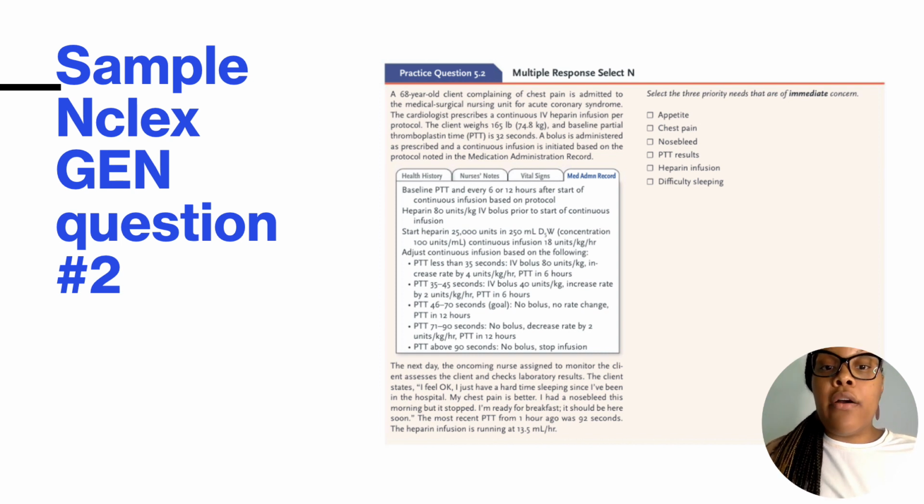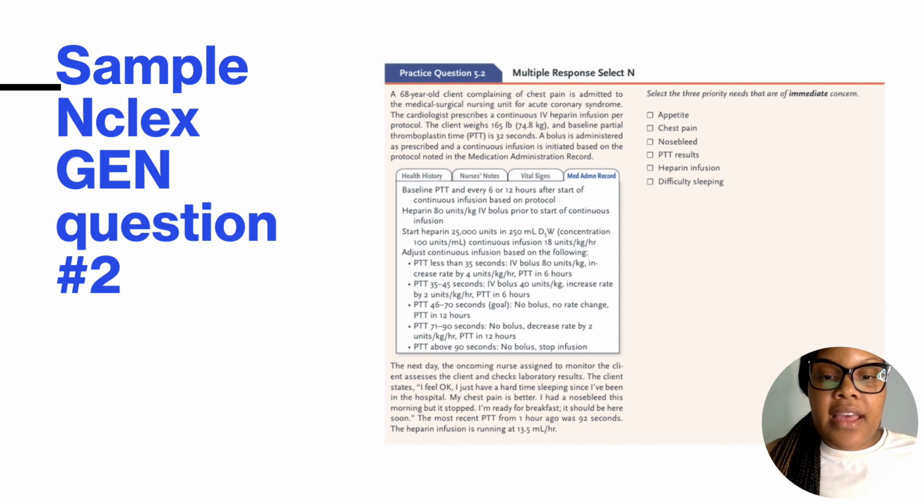So the protocol in the MAR is what it is. We don't really have to read that right now, but we know that this is the protocol, and each hospital protocol is different. So you always want to make sure, and there are different types of protocol. So it's not important to remember these numbers. Why? Because your protocol changes. So we can read the first part of it. It said a baseline PTT every 6 hours or 12 hours after the start of the continuous infusion based on the protocol, and the patient is going to be started at 25,000 units in some D5W. All right, so let's go to the next part of the case study.